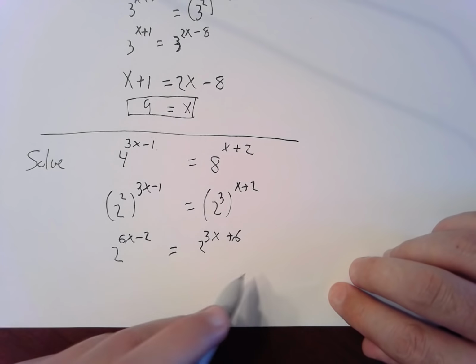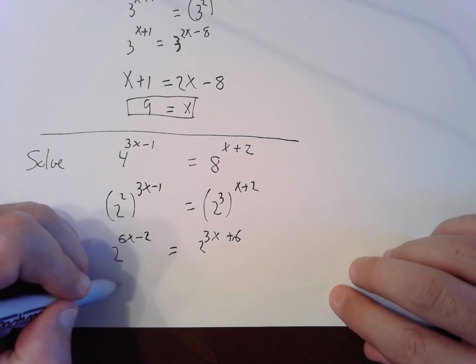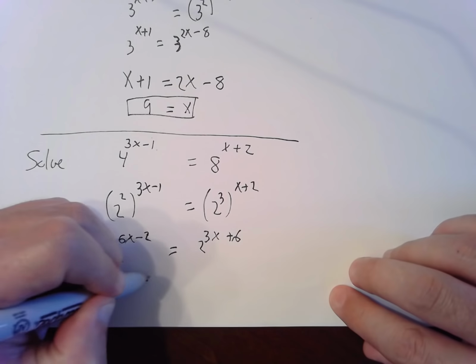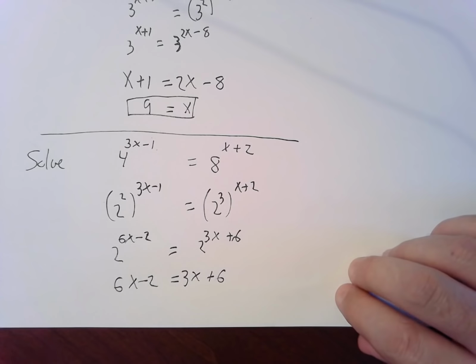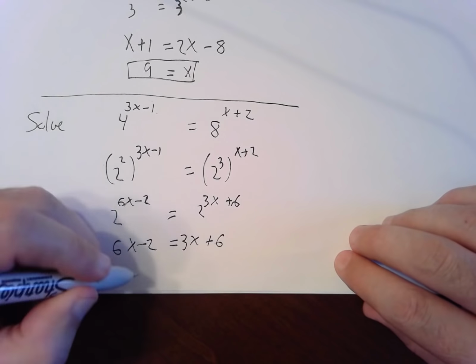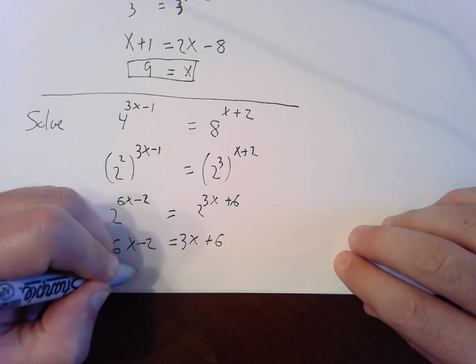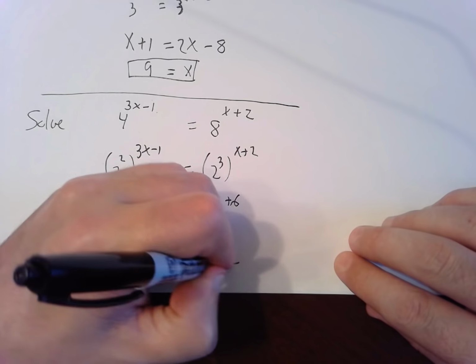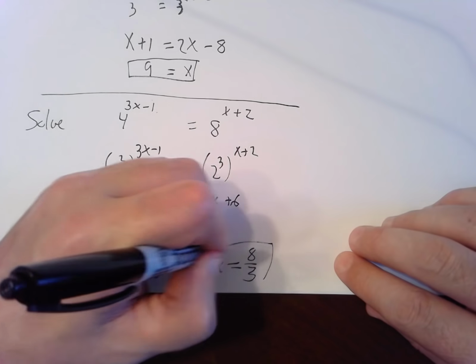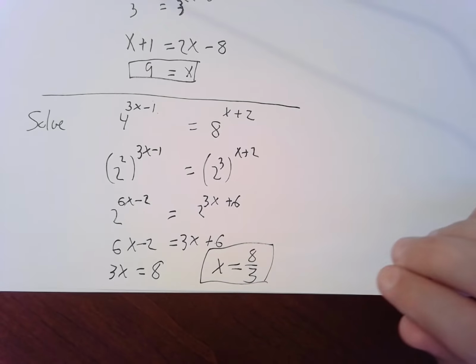Now I have the same base. I can set the exponents equal. 6x minus 2 equals 3x plus 6. So if we subtract 3x, we'll get 3x. Add the 2 over, we'll get 8. So x equals 8 over 3. And we're done.